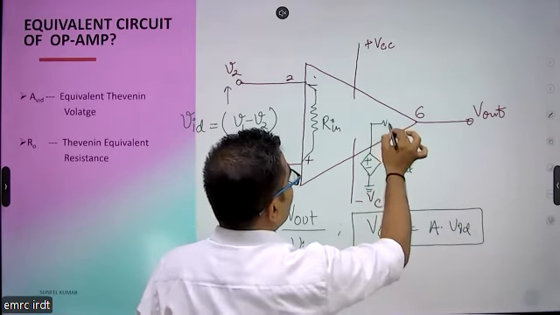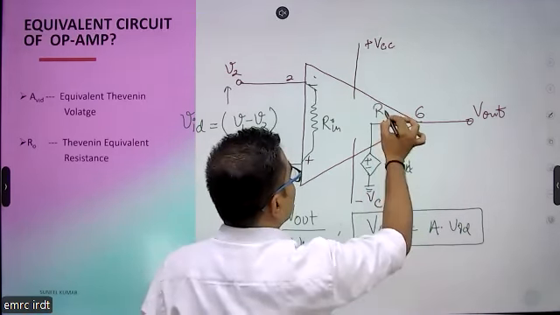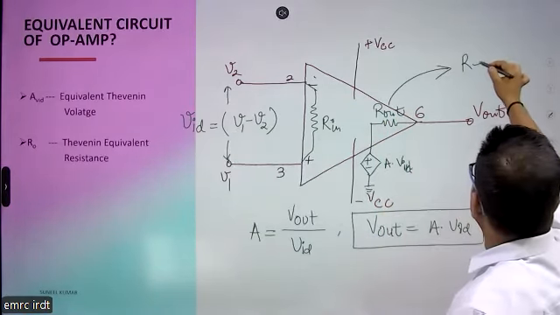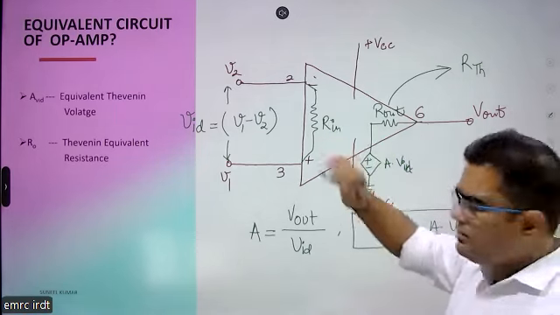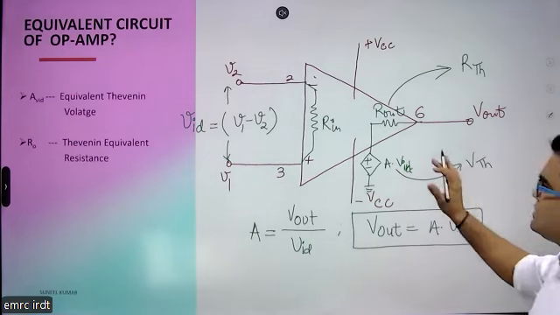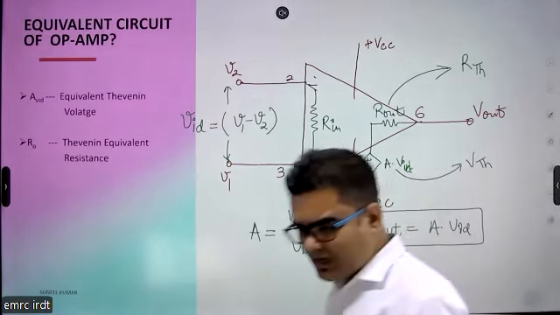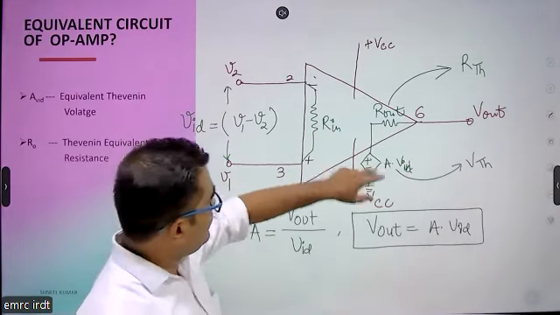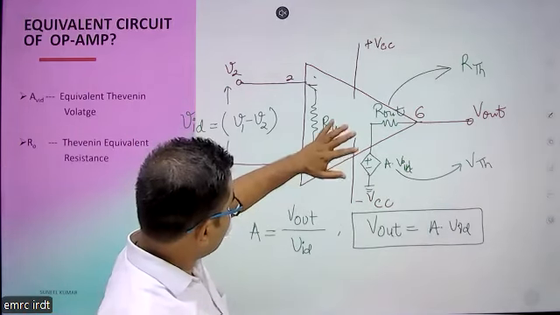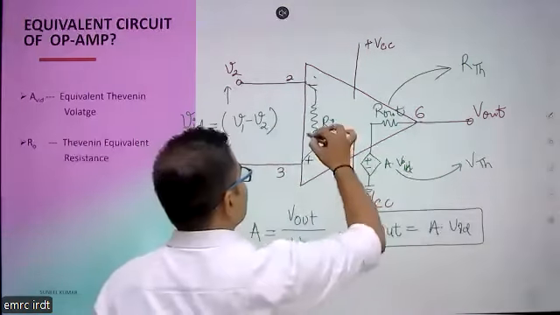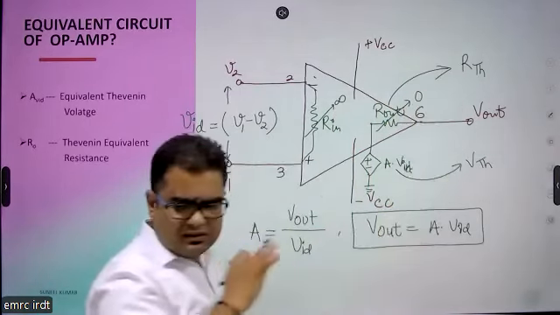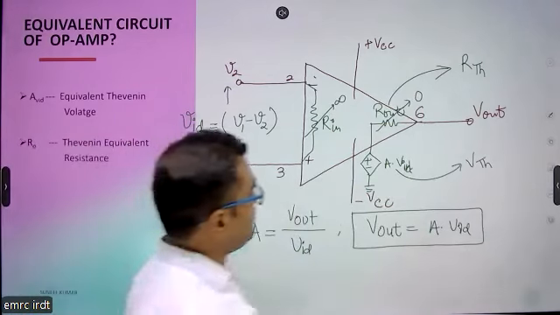And here we have Thevenin resistance as R output. This is the R output that is the Thevenin resistance. We must be aware of Thevenin's theorem. This is the RTH value and this will be the VTH value. So this becomes the equivalent circuit of an operational amplifier, in which practically we have some value as R output, and here R input also has some value, but in the ideal case this R input is infinite and this R output is 0. So this is the equivalent circuit of an operational amplifier.